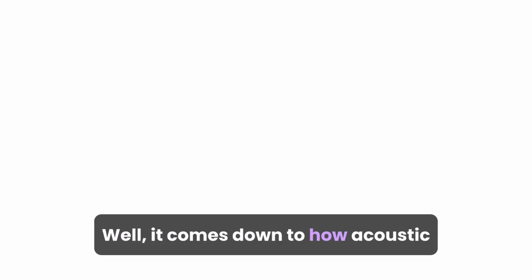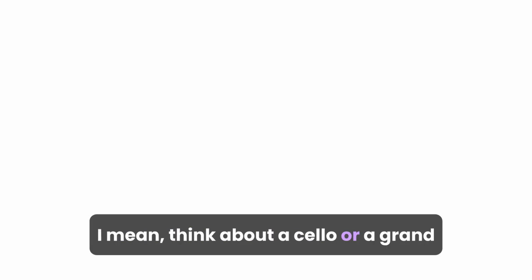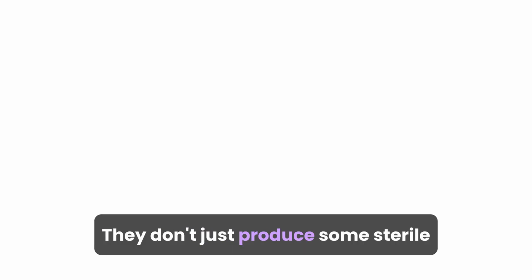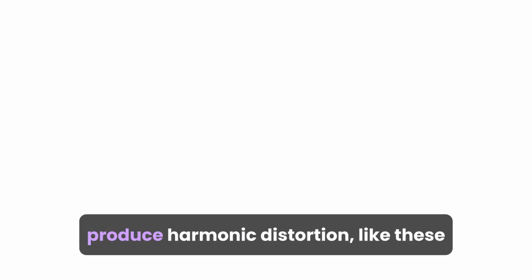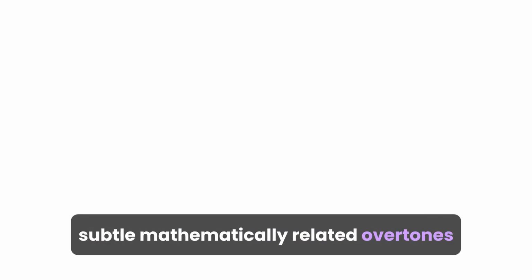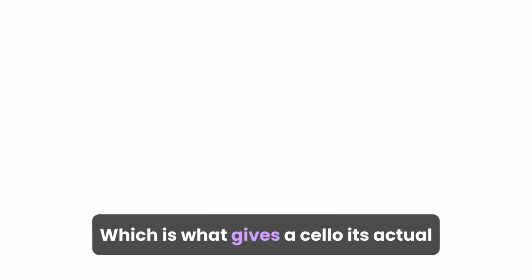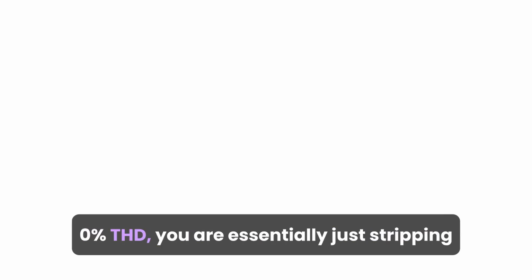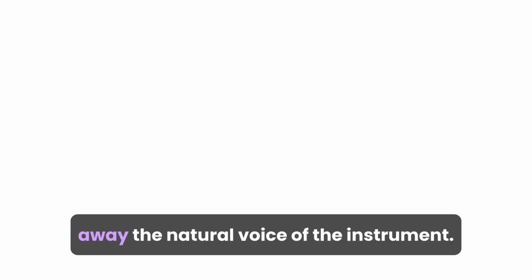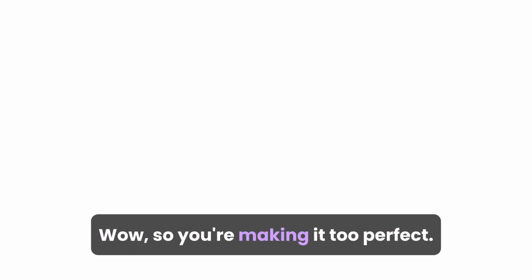Well, it comes down to how acoustic instruments actually behave in the physical world. I mean, think about a cello or a grand piano. They don't just produce some sterile, mathematically pure sound wave. Exactly. Real musical instruments naturally produce harmonic distortion, like these subtle, mathematically related overtones at low levels. Which is what gives a cello its actual warmth and character. Right. So if you engineer an amplifier to have 0% THD, you are essentially just stripping away the natural voice of the instrument. Wow. So you're making it too perfect.